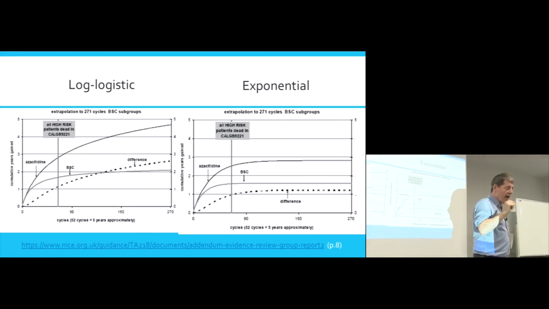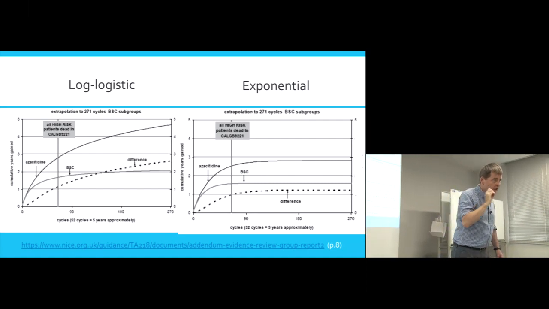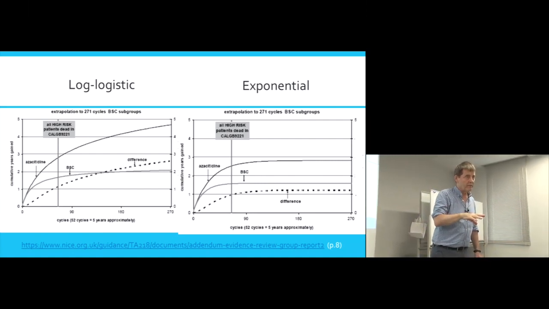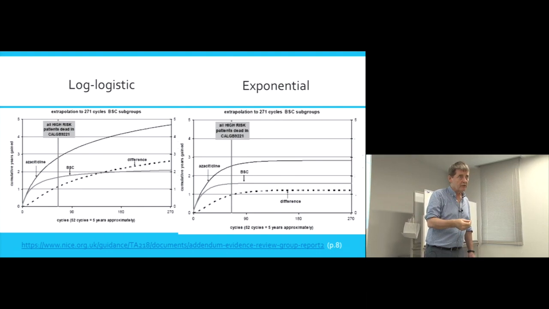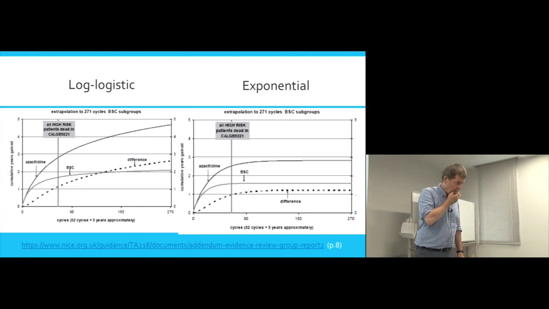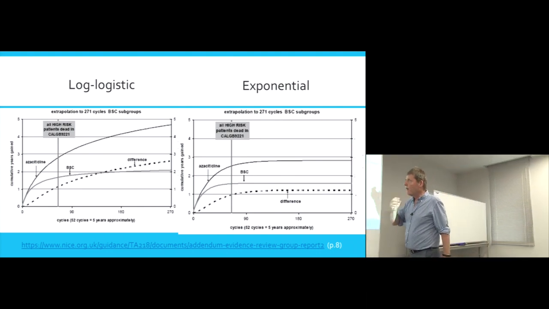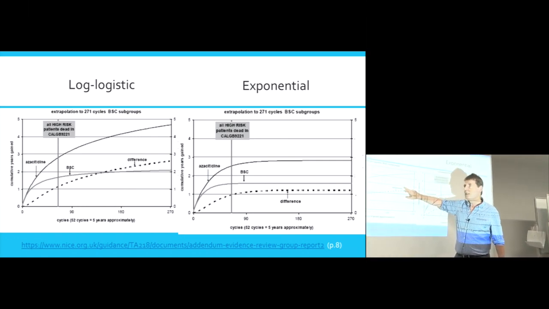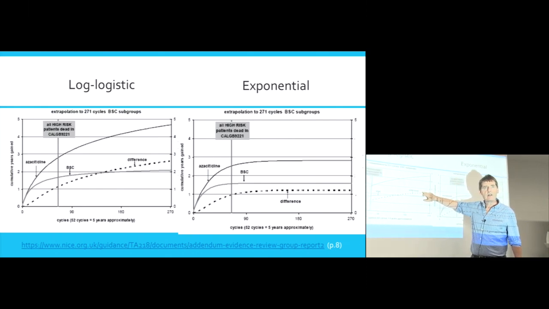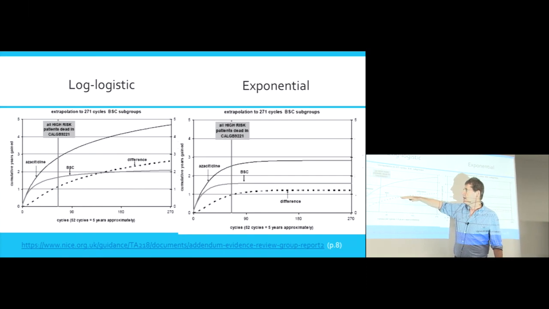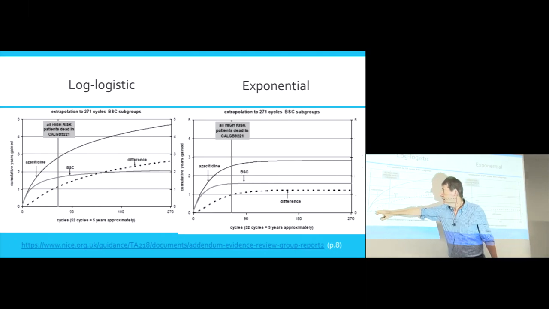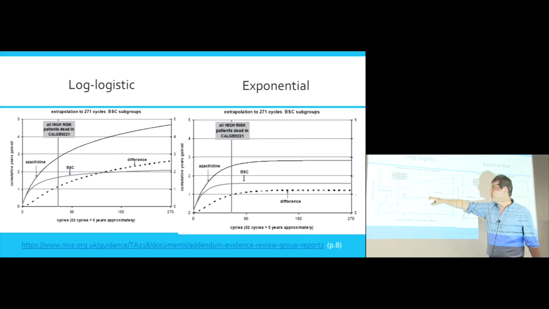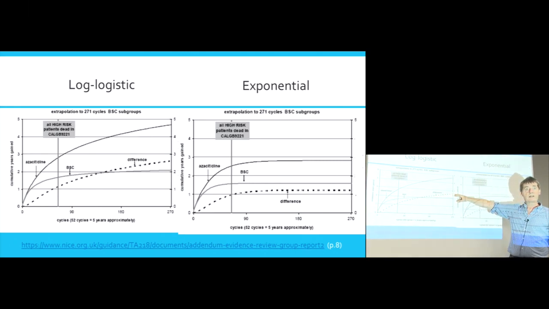Now I stress that is starting with the observed data in the trial, but applying a particular statistical distribution to it, the log-logistic. Now the dashed or dotted line is the difference between the two curves, the vertical distance between best supportive care curve and the azacitidine curve. And the difference is increasing and increasing and continuing to increase.